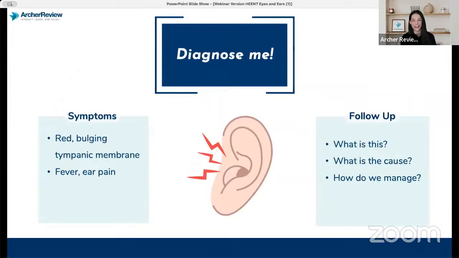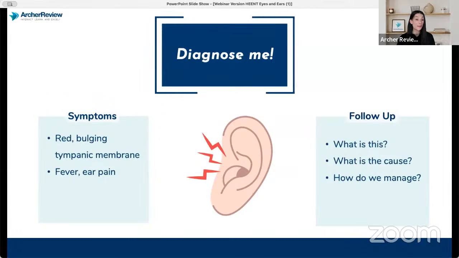So let's talk about the ears. What if you looked in those ears and see that hallmark red bulging tympanic membrane? They might have a fever, ear pain, classic case of something. I'm definitely thinking what you're all thinking, otitis media, just that good old ear infection.